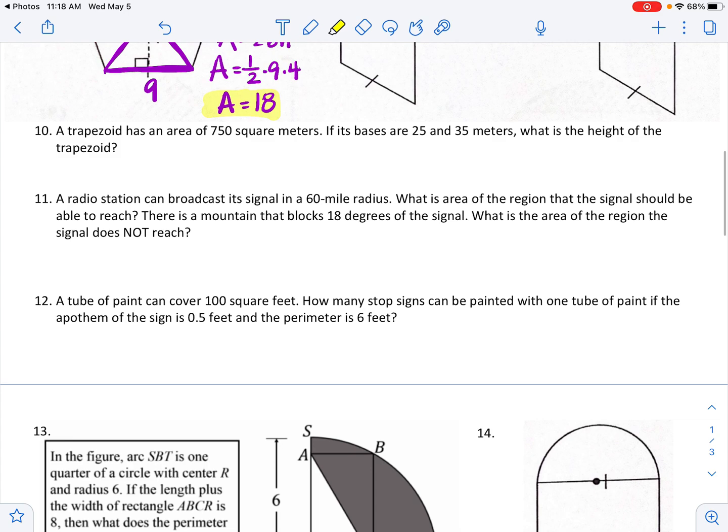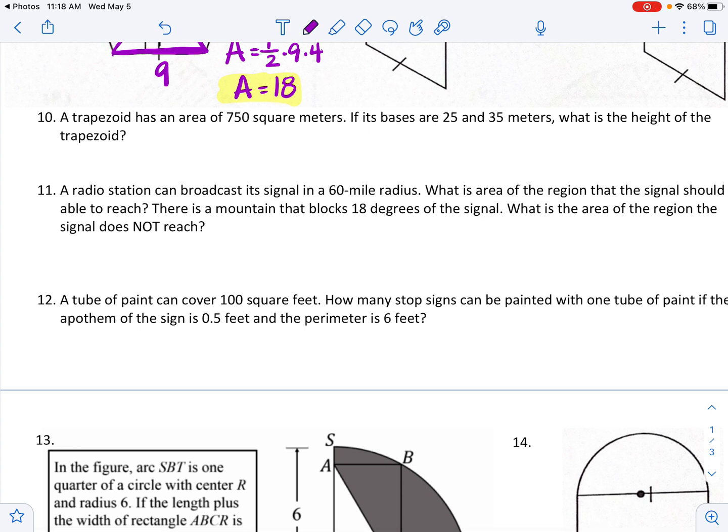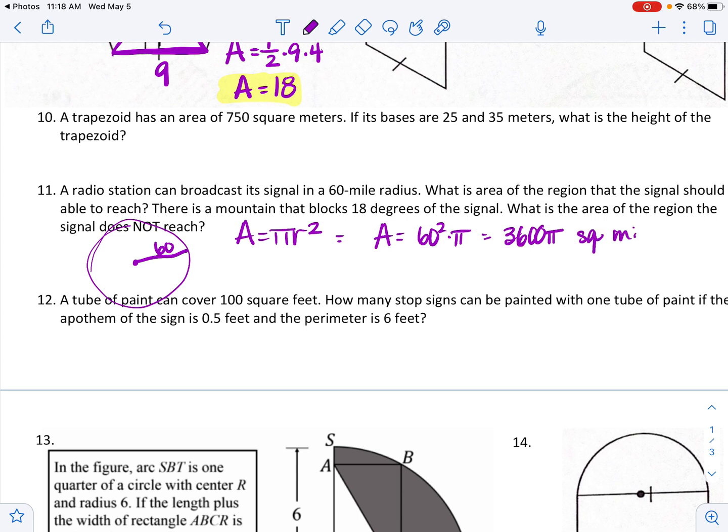I said I would also help with number 11. So if you think of this like a radar, it's got a 60-mile radius. To find the area of any circle, A equals pi r squared. The radius is 60, so the area is equal to 60 squared times pi, which equals 3,600 pi square miles. And I'm going to leave it like that because there's another step to this.